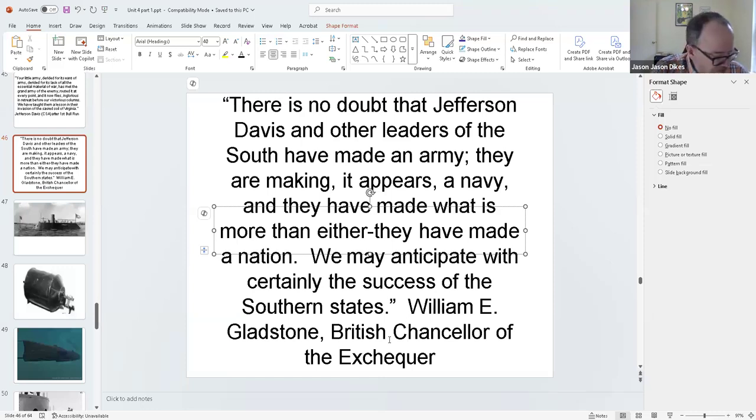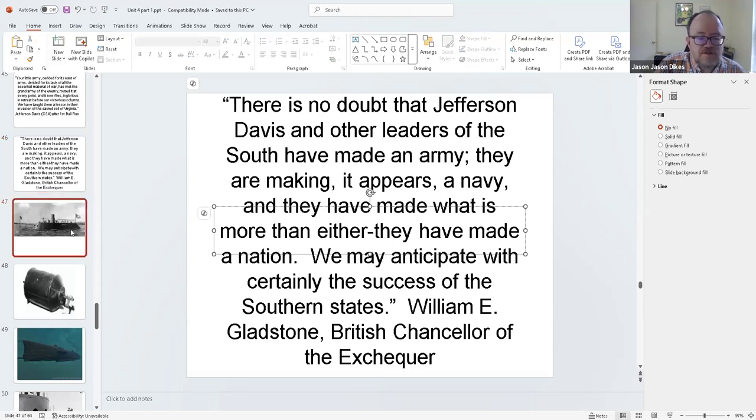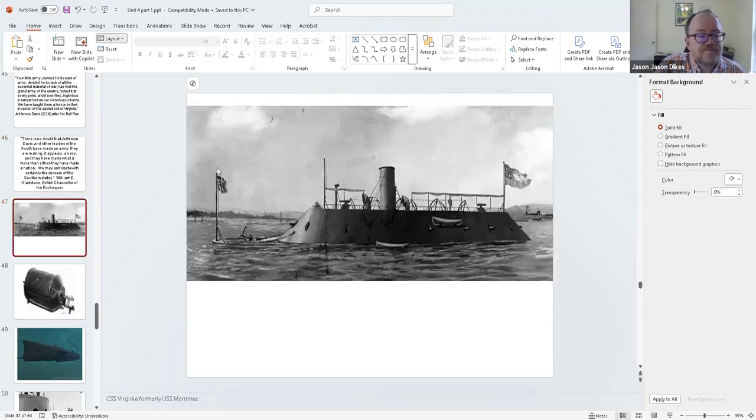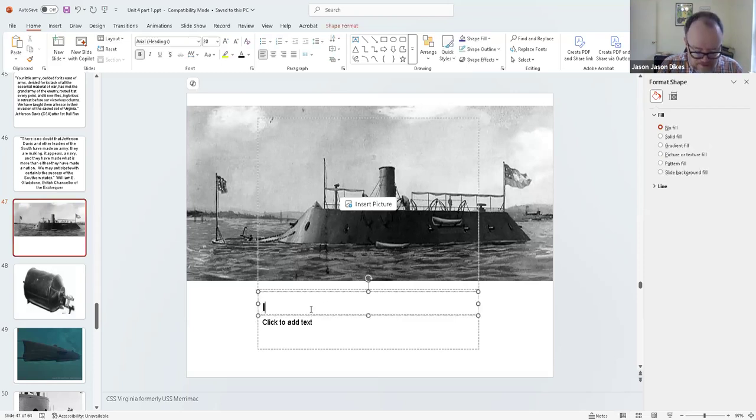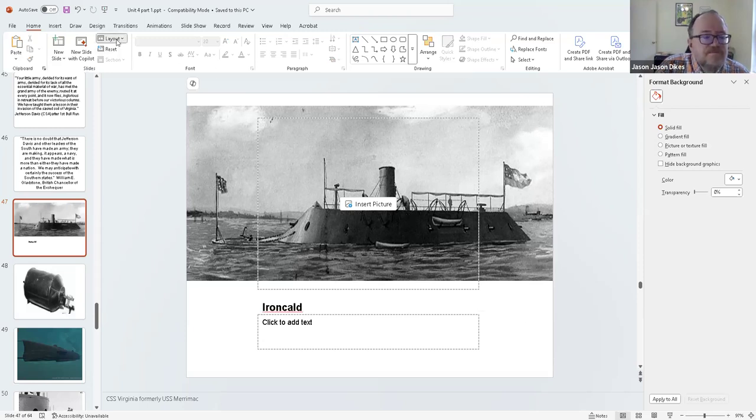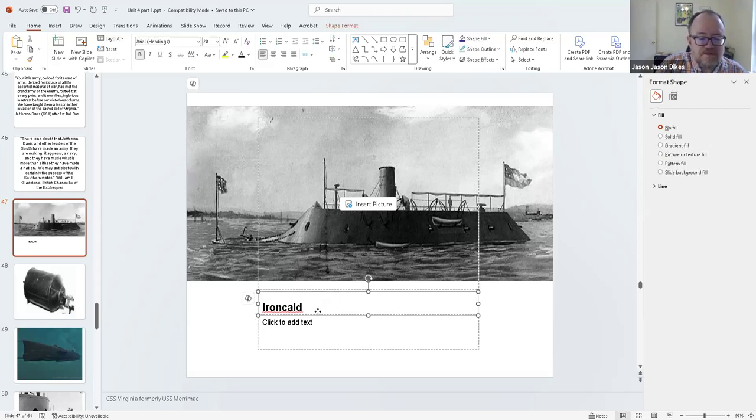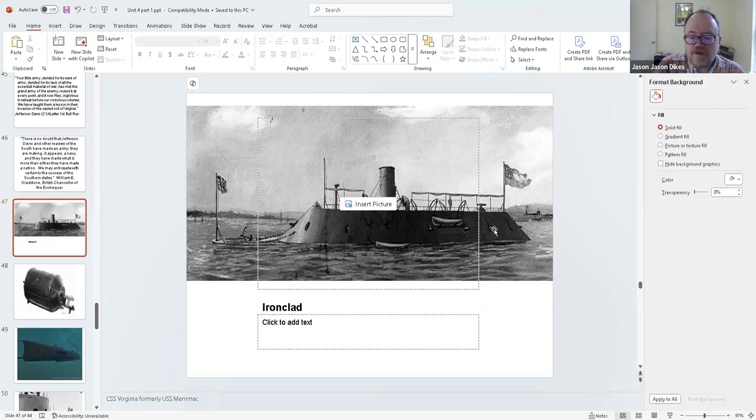There are several contributions to naval warfare that are made during the war, and a lot of them come from the Confederacy, which is surprising. The first are the ironclads. This is an ironclad. Oops, I misspelled clad because I cannot spell. There we go. So this is a ship with iron plating.